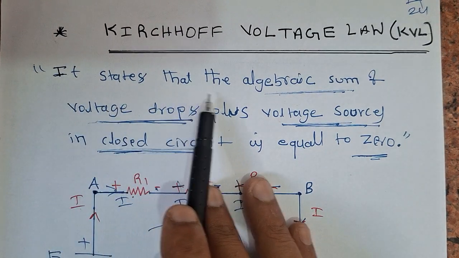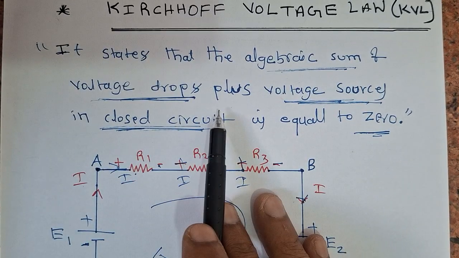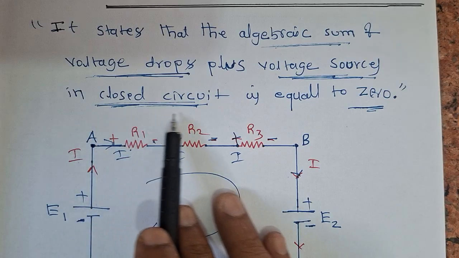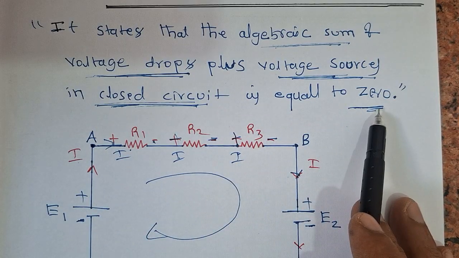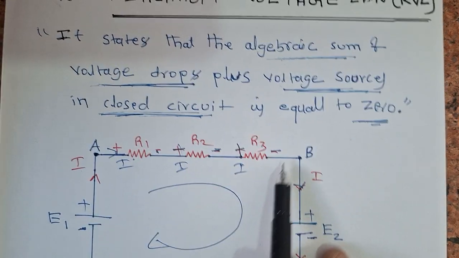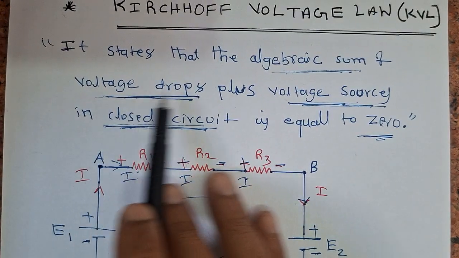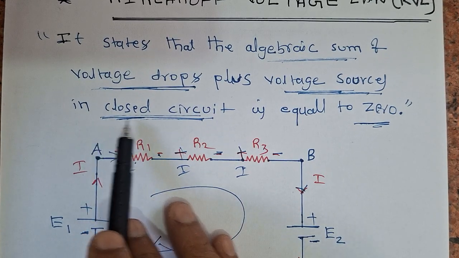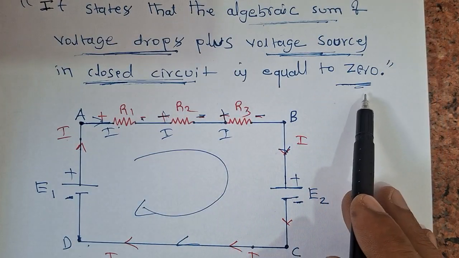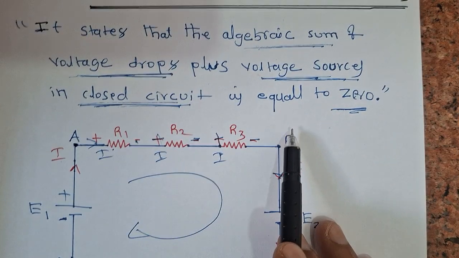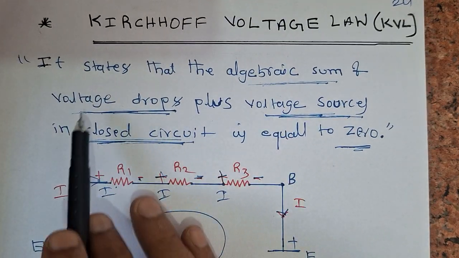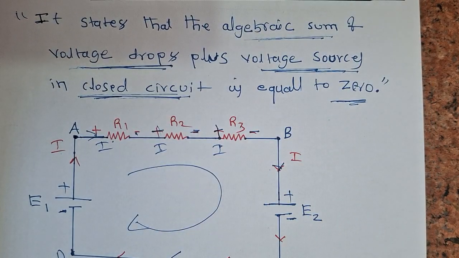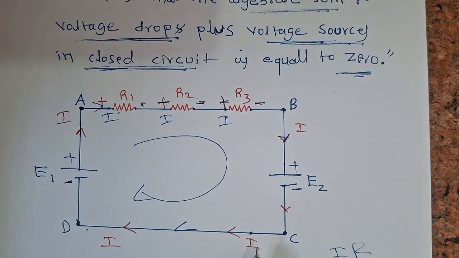It states that the algebraic sum of voltage drops plus the voltage sources in a closed circuit is equal to zero. So this statement is saying that the sum of the voltage drops plus the voltage sources in a closed circuit is equal to zero. This is a statement you are supposed to write in the examination. In the exam you have to write this definition, and let's see the circuit.